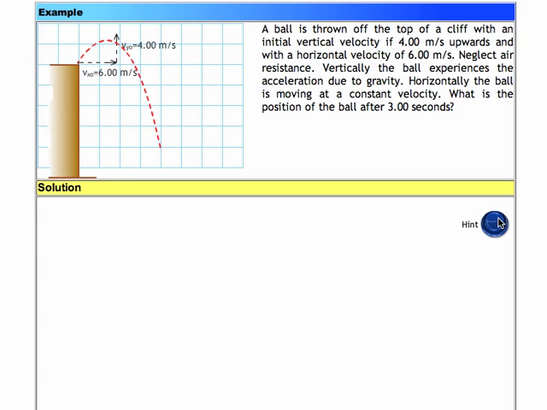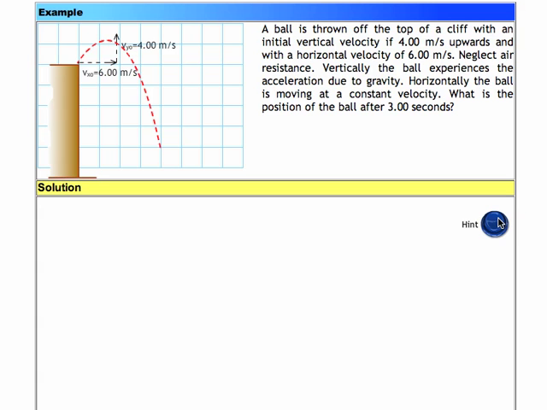A ball is thrown off the top of a cliff with an initial velocity of 4 meters per second upwards and a horizontal velocity of 6 meters per second. Neglect air resistance. Vertically, the ball experiences an acceleration due to gravity, and this is true of all of our projectile motion problems. Horizontally, the ball is moving at a constant velocity. Again, that's going to be true for all of our projectile motion problems.